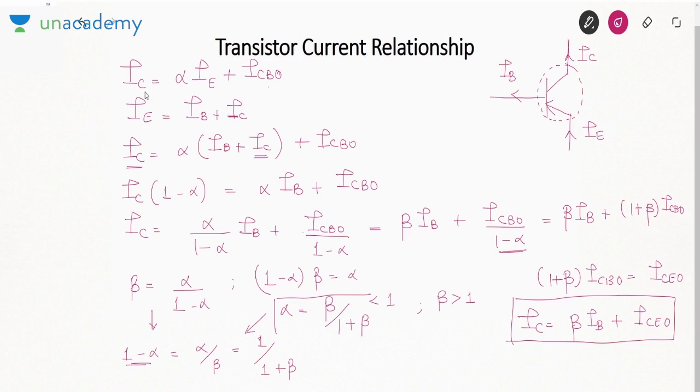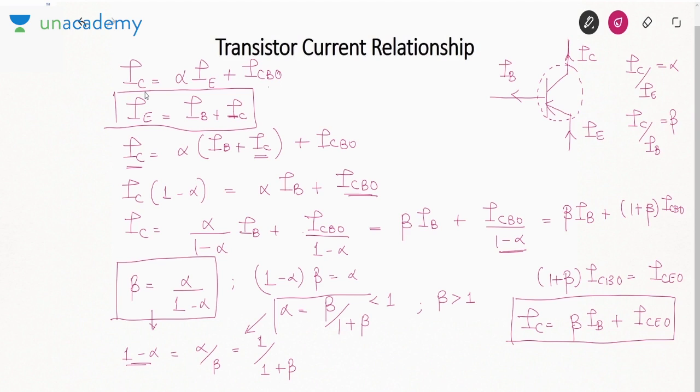What does this mean? This also has a particular significance, but right now let us only stick to ICBO. So here what you have to remember in this section, first one is this KCL. The second thing is about current gain for IC versus IE. IC upon IE is alpha, and IC upon IB is beta. And beta and alpha are related to each other: beta equals alpha by 1 minus alpha, and alpha equals beta by 1 plus beta. Always remember alpha is less than 1, whereas beta is greater than 1.